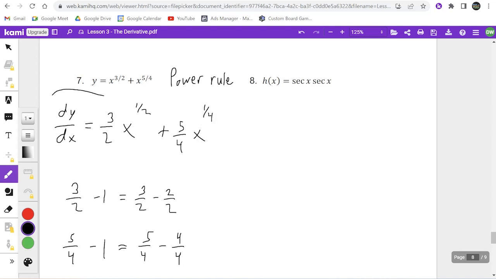And honestly, this really can't be simplified any more than this. I am happy with it. I'm going to keep it like this. Any questions? No? Okay, good.